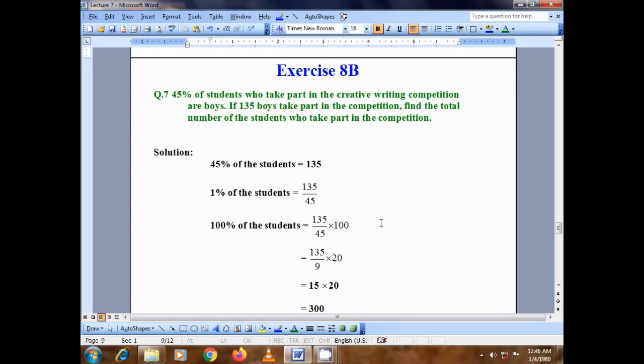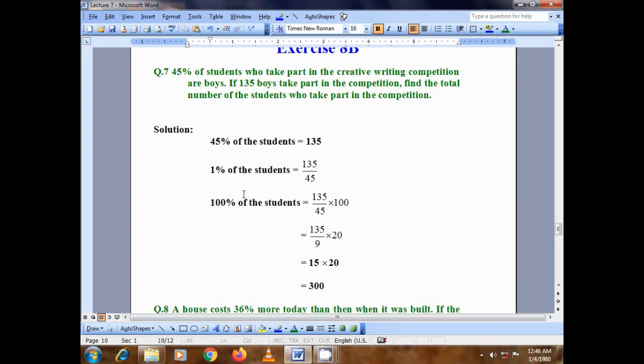It means rest of the students are girls. So we have to find the total number of students, means including boys and girls. So this is just like we have done question number 1. The same pattern, the same method we will use to solve this question number 7.